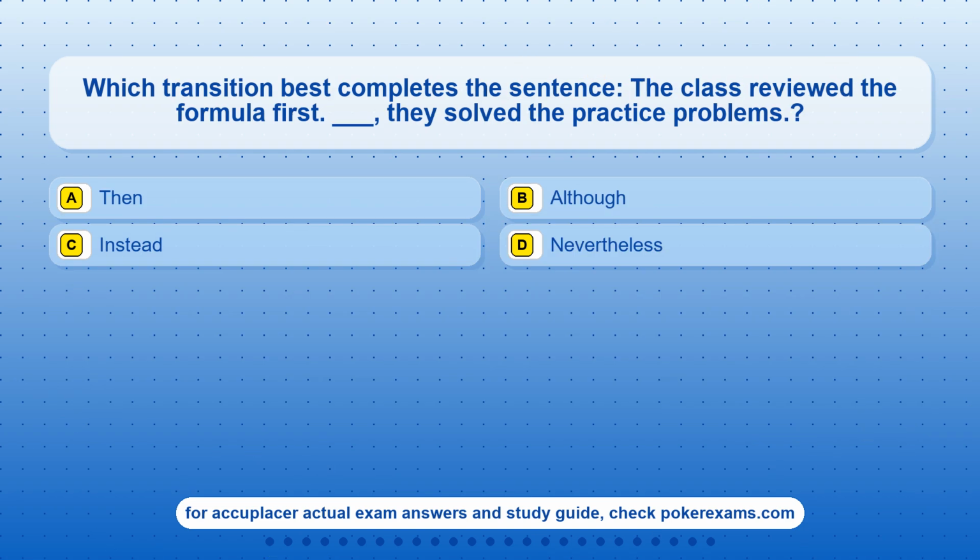Question 11. Which transition best completes the sentence? The class reviewed the formula first. Blank, they solved the practice problems. Option A. Then. Option B. Although. Option C. Instead. Option D. Nevertheless.